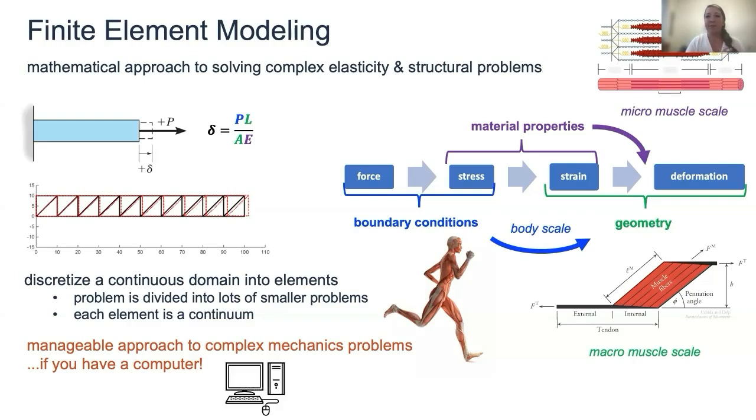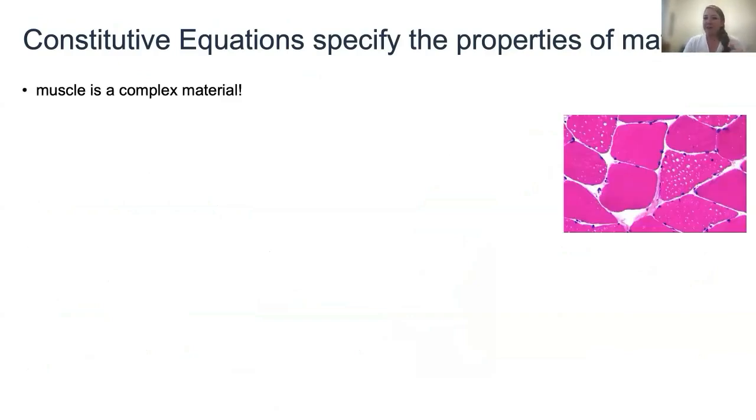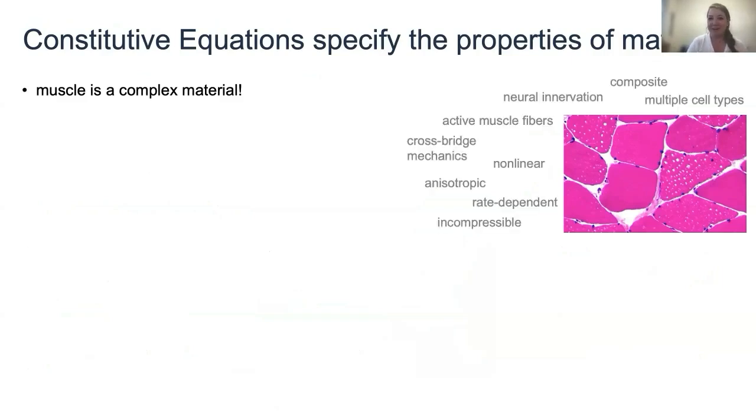Right? And so the way we define material properties and talk about them in our finite element space is we work with constitutive models or constitutive equations, which is a mathematical representation of the properties of a specific material. So if we think about muscle as a material, it's pretty complicated. We've got a lot going on with muscle, right? It's a composite of different things. We have multiple cell types involved. There's neural innervation that leads to active fibers. Cross-bridge mechanics play a role.